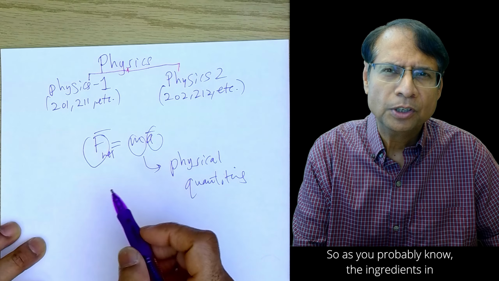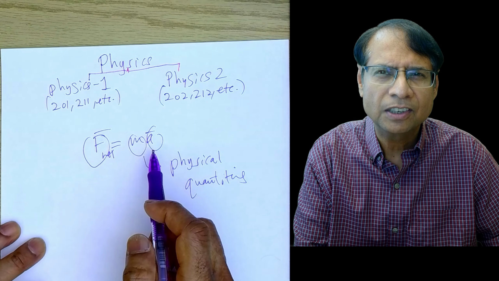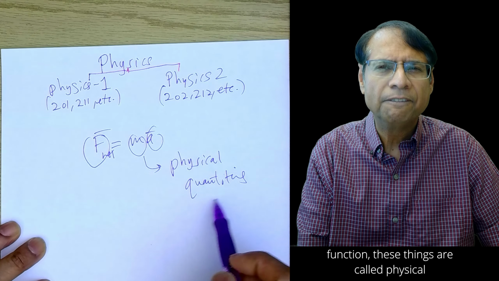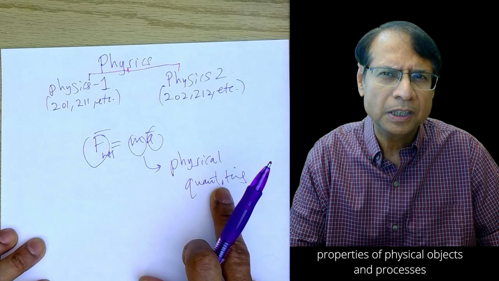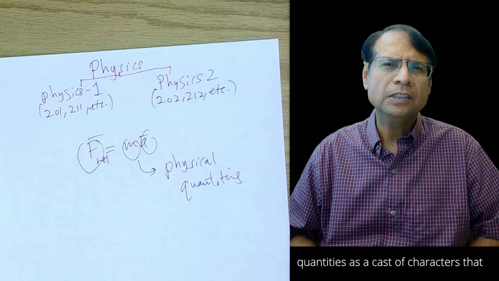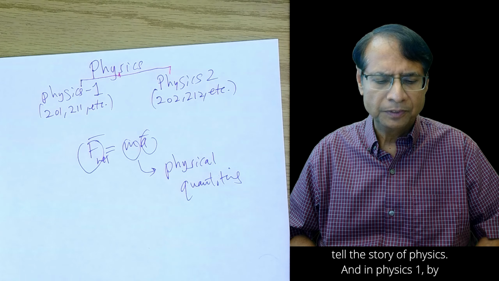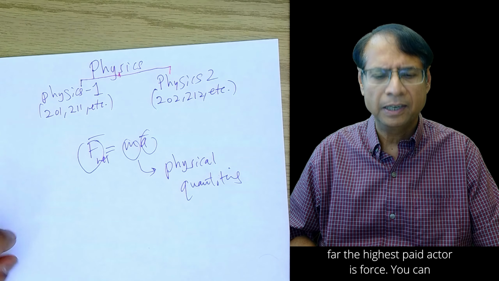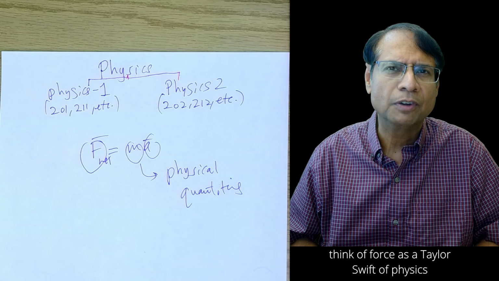So as you probably know, the ingredients in this equation, the force, the mass, and the acceleration, these things are called physical quantities. So physical quantities are physical properties of physical objects and processes that can be measured. You can think of physical quantities as the cast of characters that tell the story of physics. And in Physics 1, by far the highest paid actor is force. You can think of force as the Taylor Swift of Physics 1.